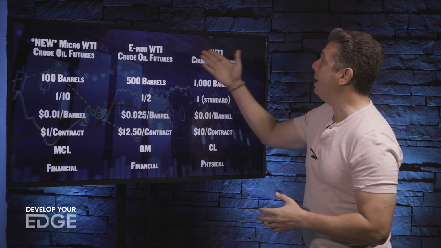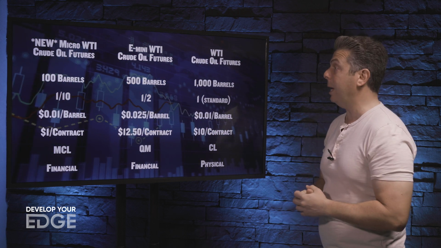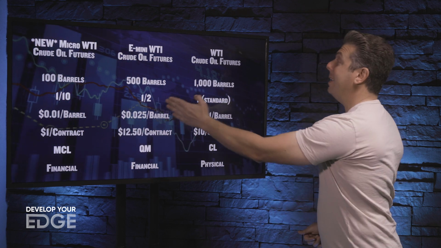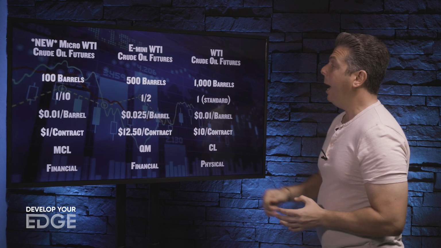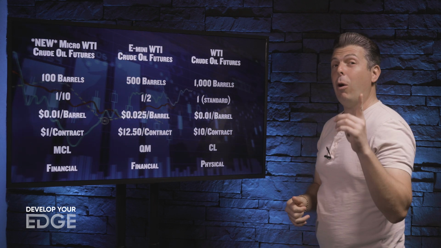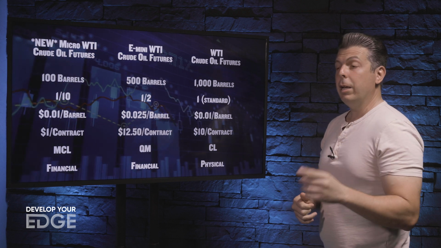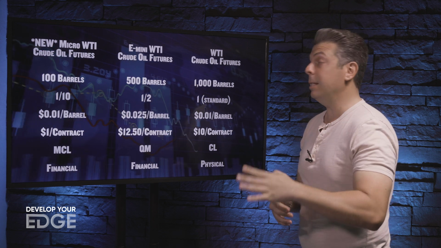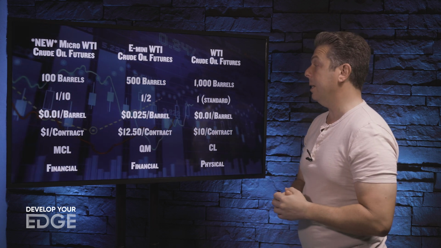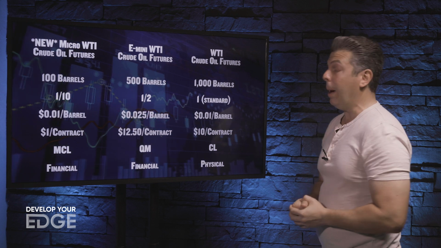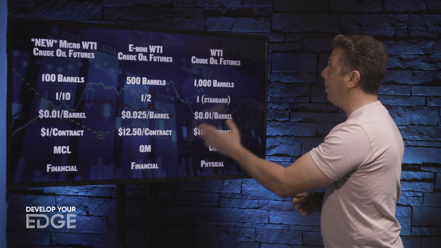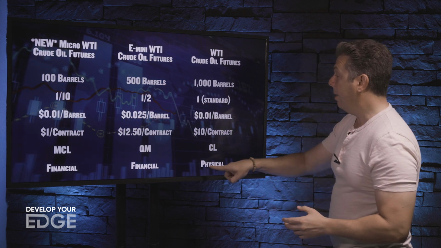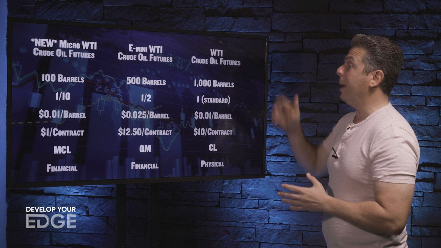And then you have the E-mini WTI crude oil futures contract. One contract is equivalent to 500 barrels, and that's half the size of the WTI, and that's $12.50 a contract. Now that moves in quarter ticks. So on a 10-cent move, it's 4 ticks per 10-cent move at $12.50 a contract. That symbol is QM. And the big difference between QM and WTI is not only the contract sizes, this is financially settled, this is physically settled in the main WTI.